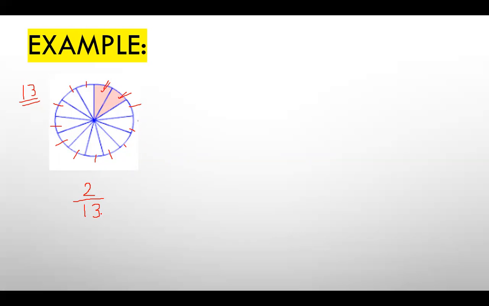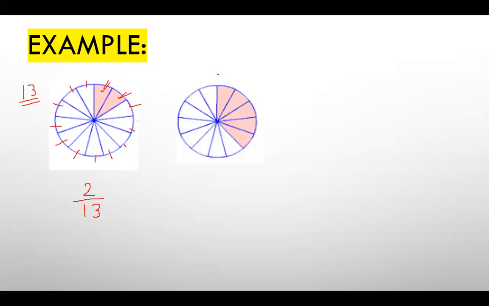So let's take one more wheel. Now the same whole is divided again into 13 equal parts, but I'm calling another child to paint more parts. Let's count: 1, 2, 3, 4, 5. So the child has painted 5 equal parts out of 13 parts. How will I represent it mathematically? This would be 5 by 13, because the child has painted 5 equal parts.